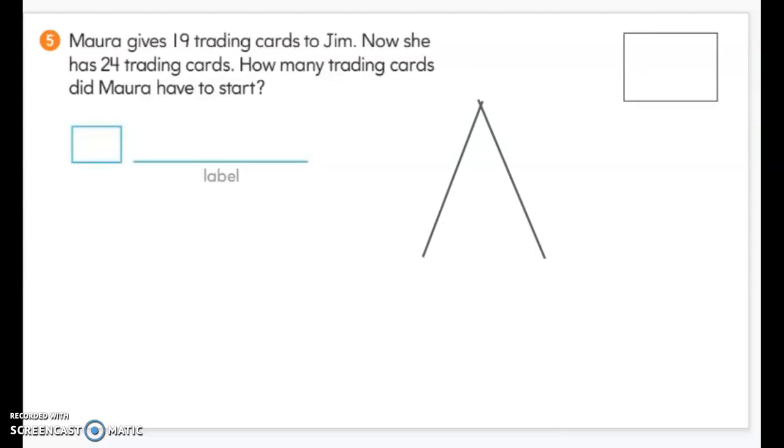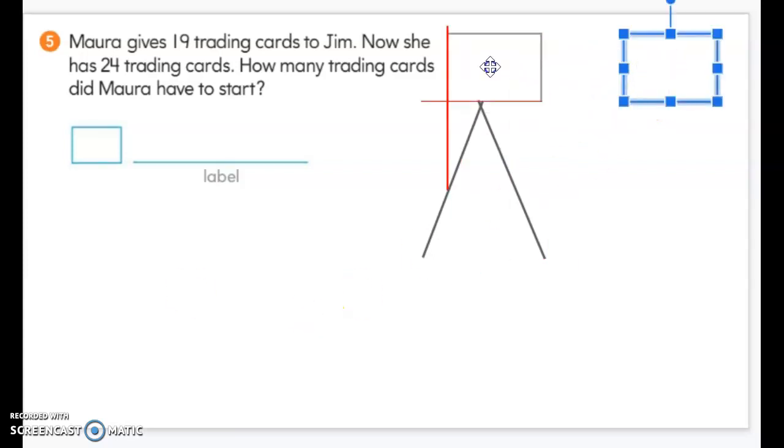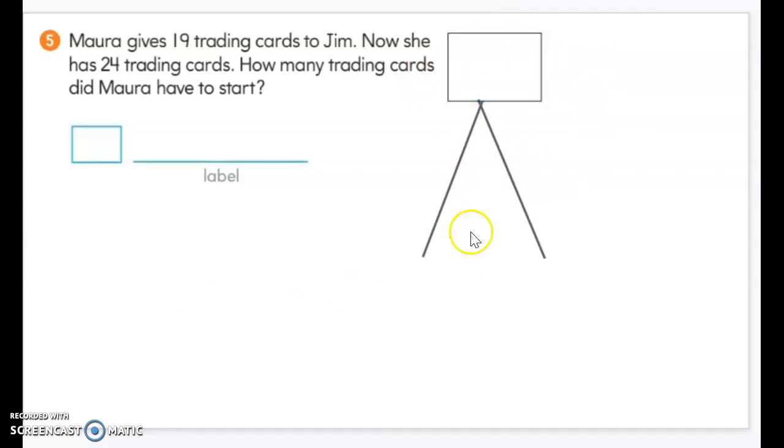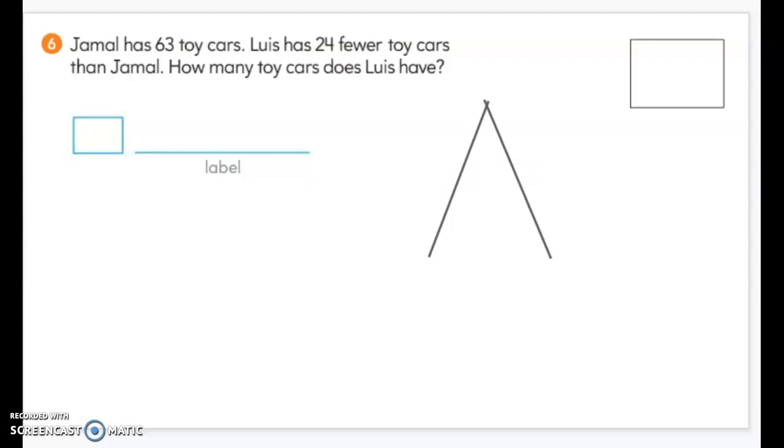Mara gives 19 trading cards to Jim. Now she has 24 trading cards. How many trading cards did Mara start with? I'll give you a hint for this one. We don't know the total of how many cards she starts with, so the unknown is at the top. Pause until you solve it, then hit play when you're ready for me to read it to you again, or the next problem.